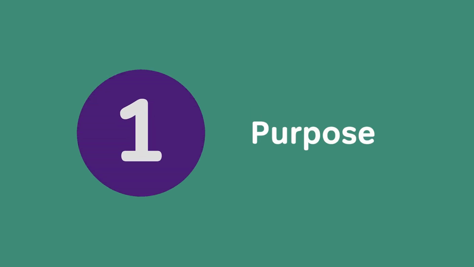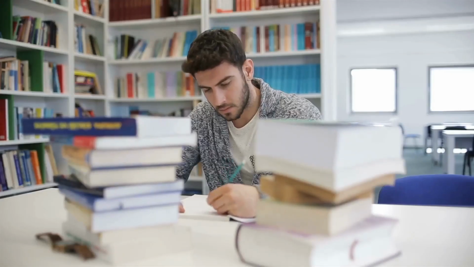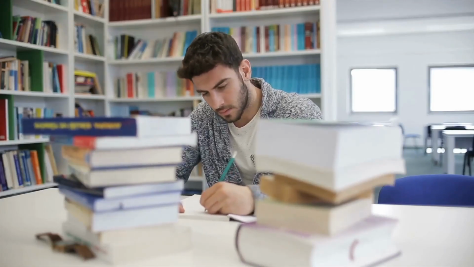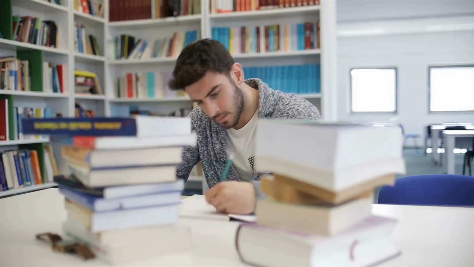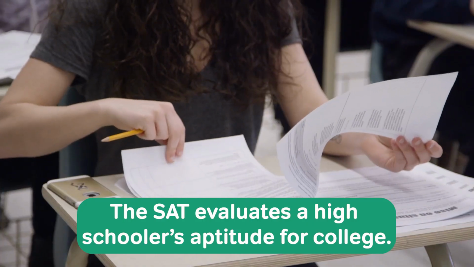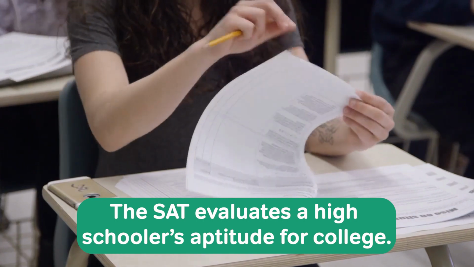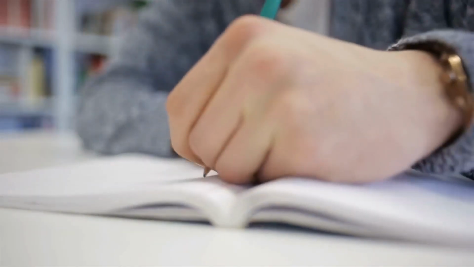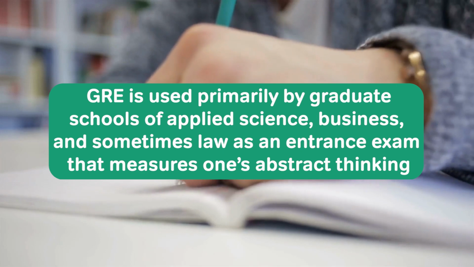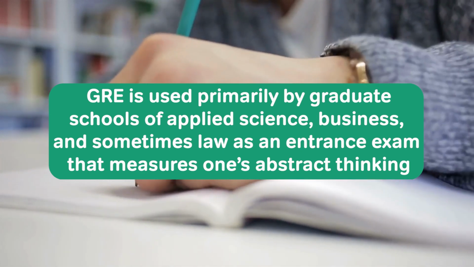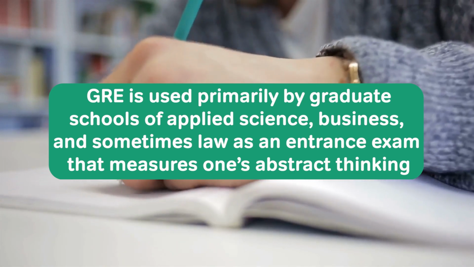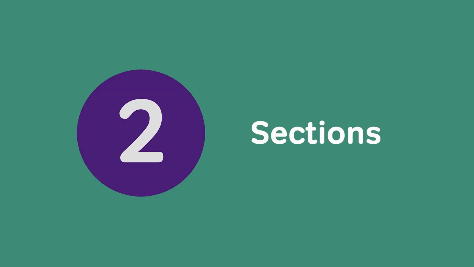1. Purpose. One of the major and perhaps most obvious ways that the GRE and SAT are different is the purpose of each exam. The purpose of the SAT is to evaluate a high schooler's aptitude for college, while the GRE is used primarily by graduate schools of applied science, business, and sometimes law as an entrance exam that measures one's abstract thinking.